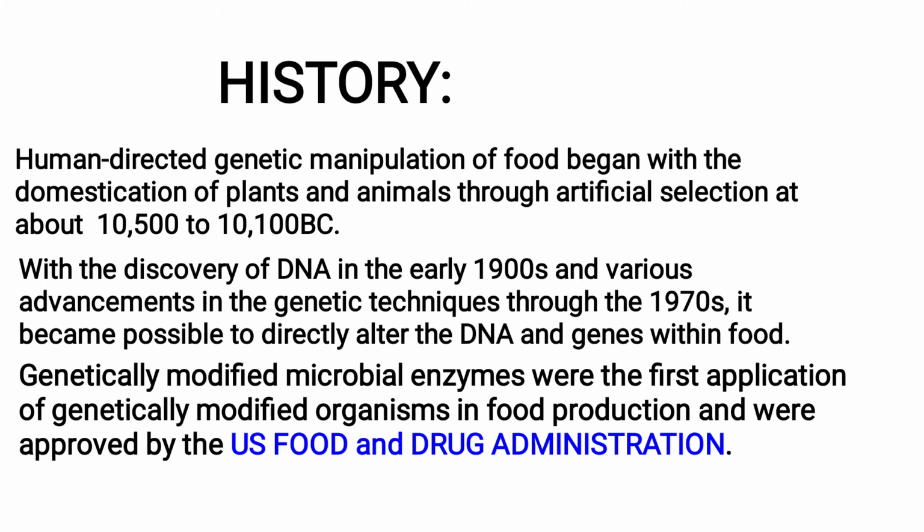History. Human-directed genetic manipulation of food began with the domestication of plants and animals through artificial selection at about 500 to 1000 BC. With the discovery of DNA in the early 1900s and various advancements in genetic techniques through the 1970s, it became possible to directly alter the DNA and genes within food. Genetically modified microbial enzymes were the first application of genetically modified organisms in food production and were approved by the US Food and Drug Administration.